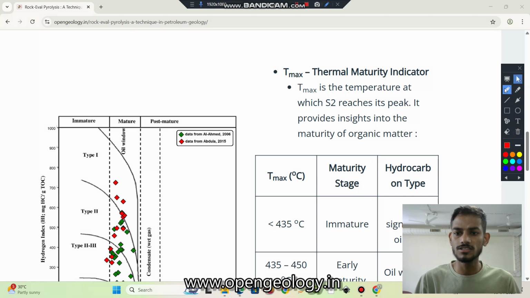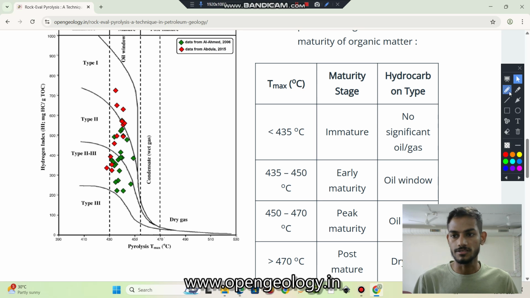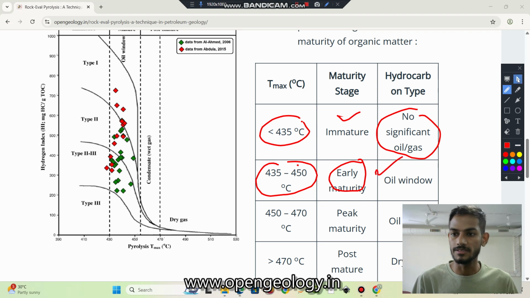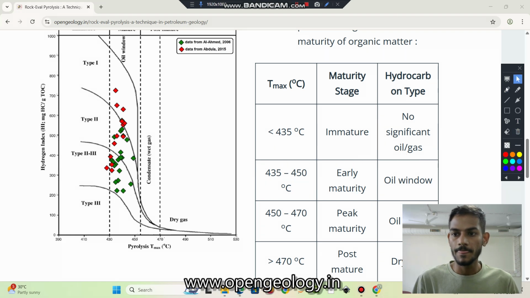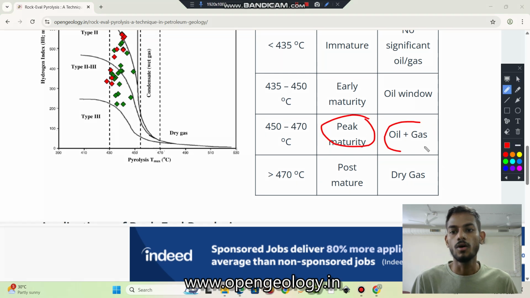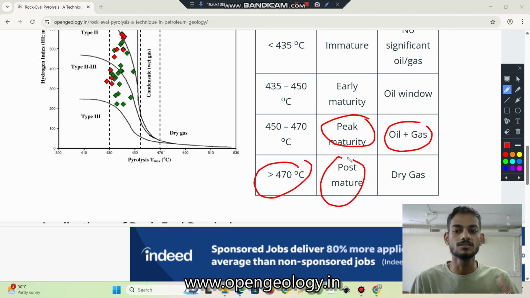Now let us see how this Tmax represents the maturity stage. If Tmax is less than 435, we consider it immature, and no significant oil or gas can be produced. If it is 435 to 450, that means it is in the early maturity phase and the oil window can be reached. Then 450 to 470 means peak maturity, where oil and gas both can be present. If it is more than 470 degrees Celsius, that means it is post maturity, it has crossed the maturity limit. Now it will produce dry gas areas.